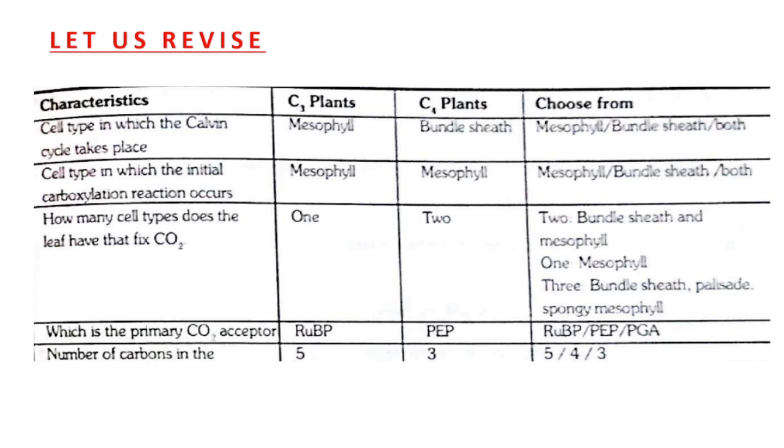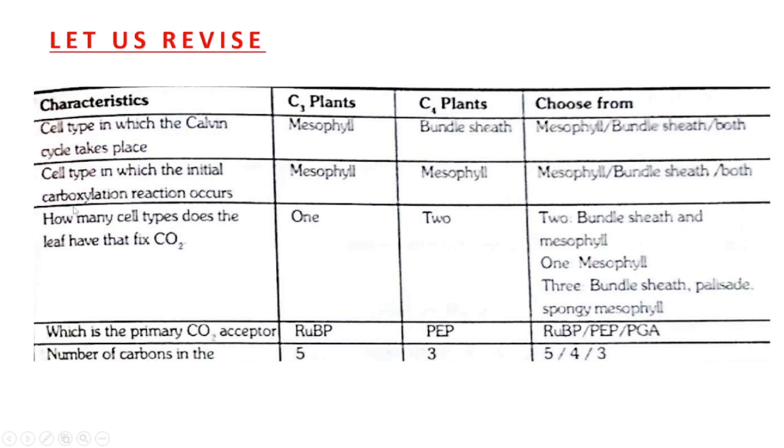This is the same table that is there in the NCERT textbook. The middle portion is blank in the textbook. We can choose from the last column and fill this empty space. The characteristic cell type in which Calvin cycle takes place, here it is mesophyll and here it is bundle sheath.